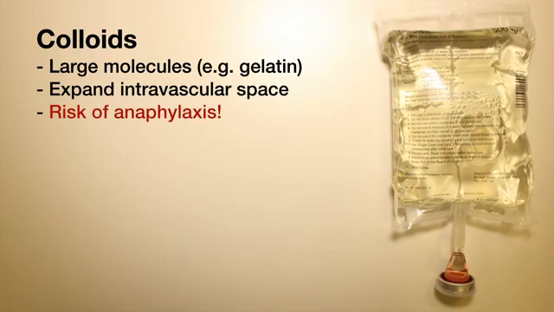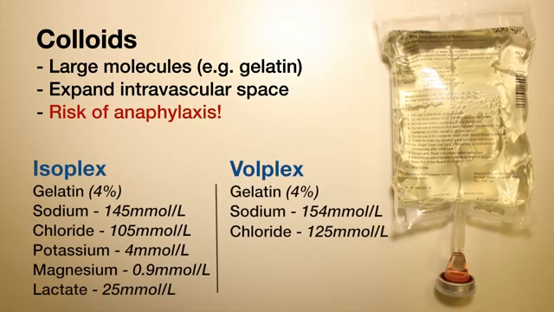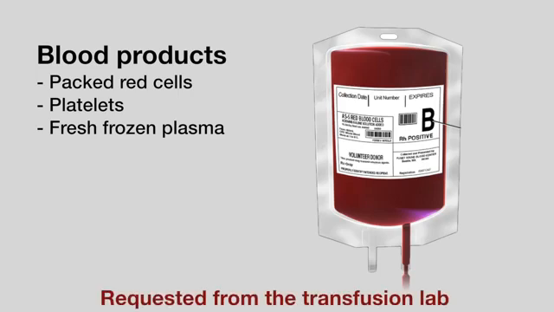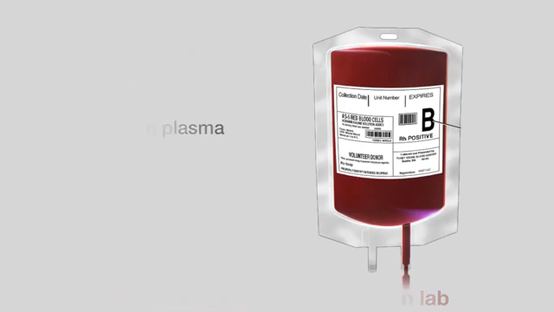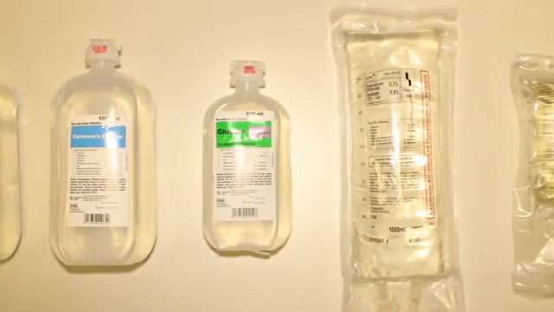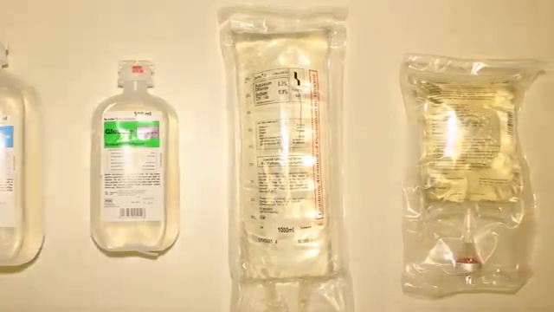Examples of colloids include Isoplex and Volplex. Both contain 4% modified fluid gelatin, sodium and chloride. Isoplex additionally contains potassium, magnesium and lactate in the proportions shown on screen. The final type of fluid is blood products, which include packed red cells, platelets, and fresh frozen plasma. These products need to be ordered from the transfusion lab, and their use and administration must follow local protocols. For the remainder of this video, we will focus purely on the administration of crystalloid and colloid solutions.